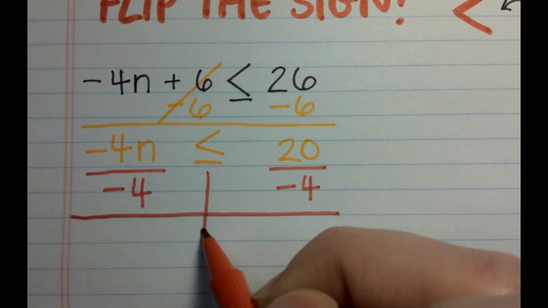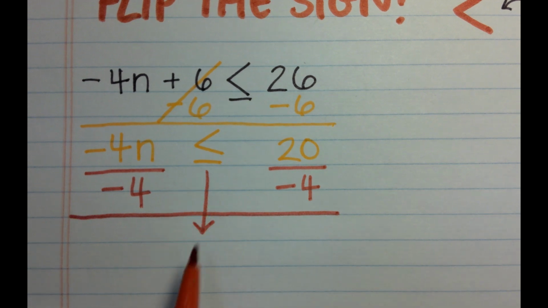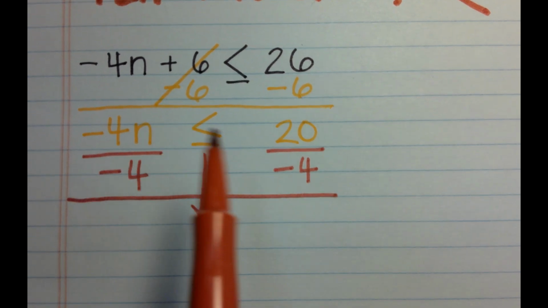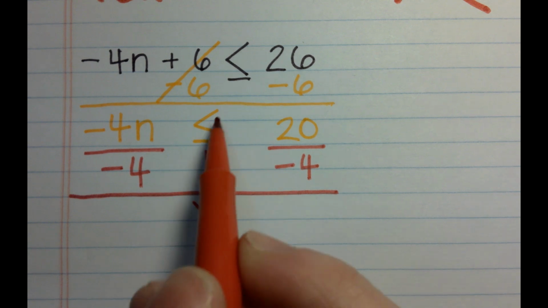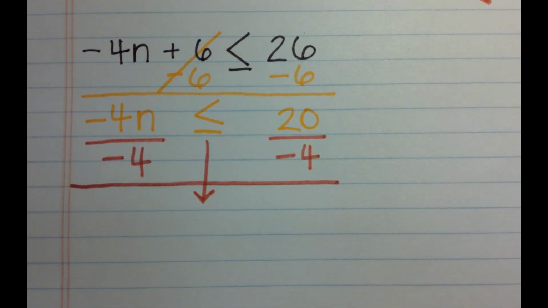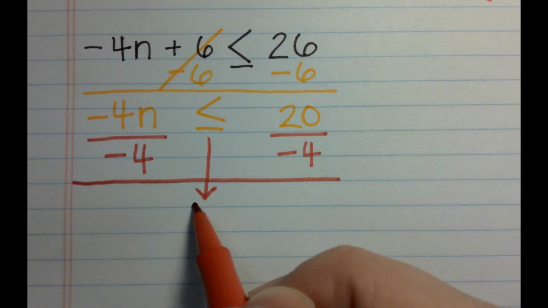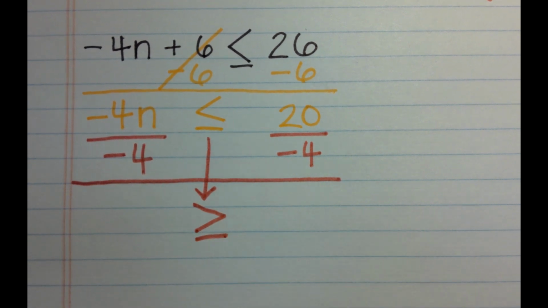So at this step, whenever we bring everything down, what happens to the sign? Well, this is where it flips. It was less than or equal to. What does it become now? Greater than or equal to.